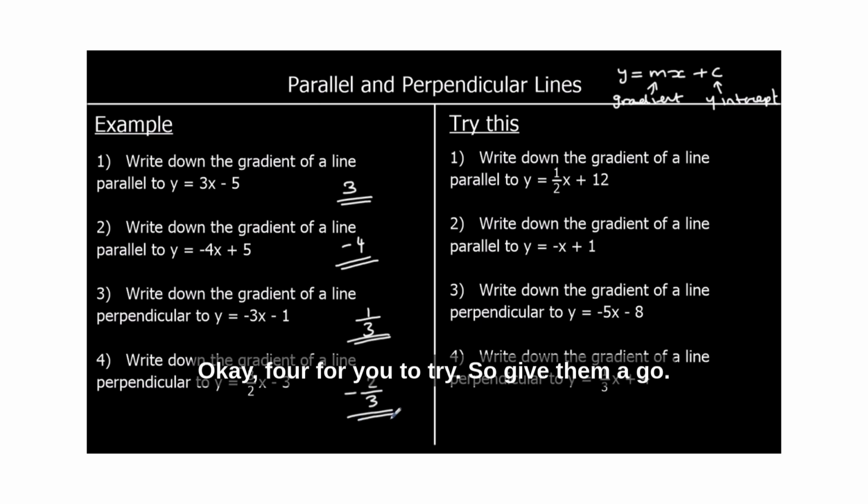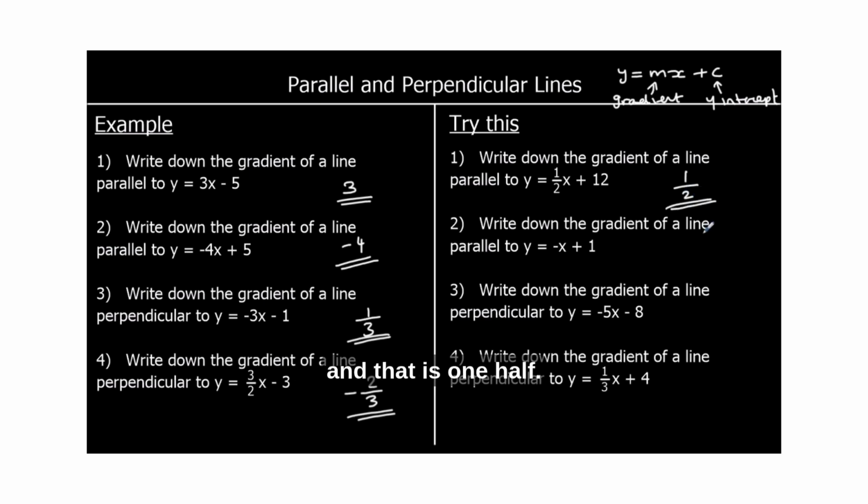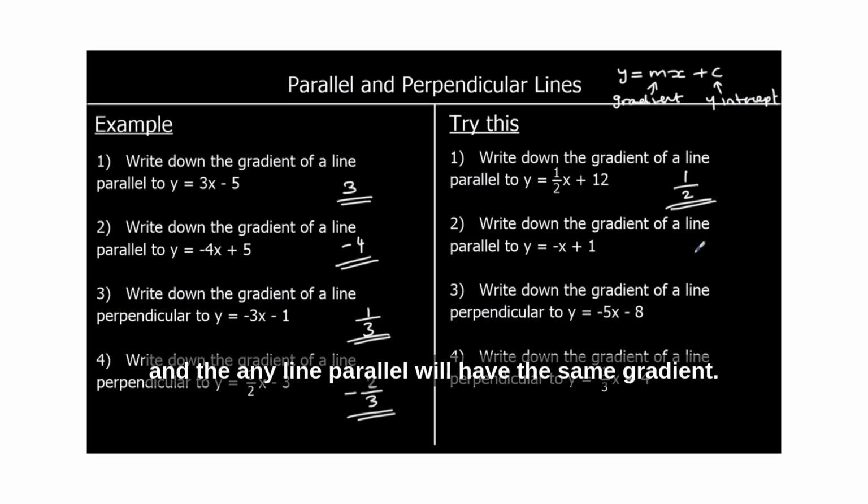Okay, 4 for you to try, so give them a go. So parallel to y equals a half x plus 12. Any parallel line's got the same gradient, and that is 1/2. Write down the gradient of a line parallel to y equals minus x plus 1. So the gradient of this line is -1, and any line parallel will have the same gradient.